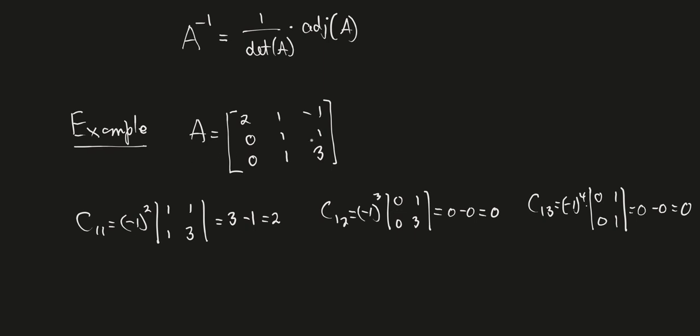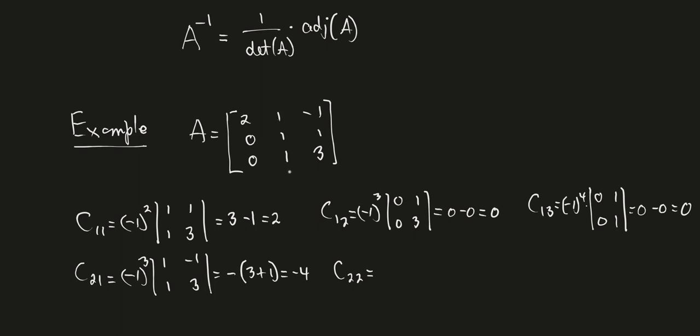Now let's go to the second row. So we've got to find C21. So that's -1 to the 3rd power. Now block out the second row, first column. Then we're left with 1, -1, 1, 3. That is the negative of 3 plus 1, so -4. Let's do our C22.